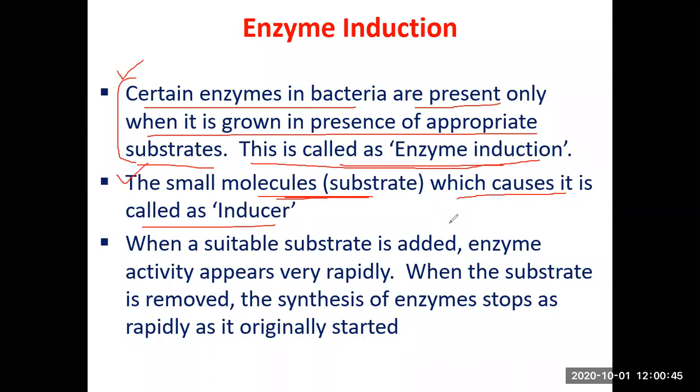Please understand, these are very important. The small molecule, usually a substrate, which causes those enzymes to be synthesized because of its appearance, is called an inducer. When a suitable substrate is added in bacteria, not only does enzyme activity appear, but the number of copies of the enzyme also rises quickly. Enzyme activity appears very rapidly and the copy number rises very rapidly.